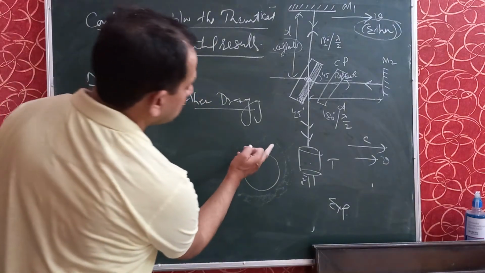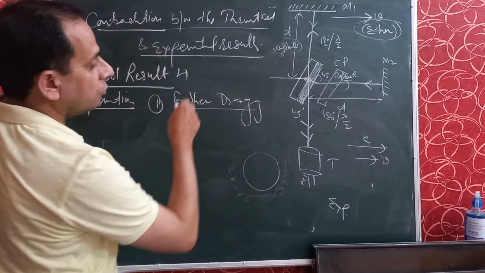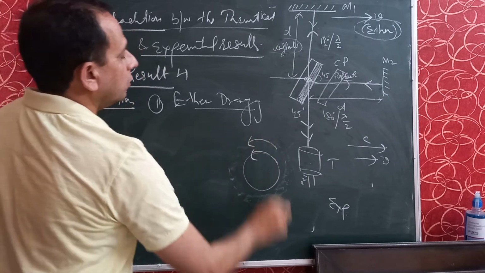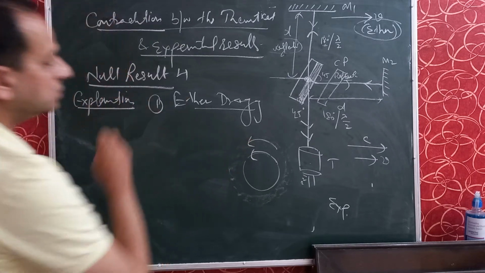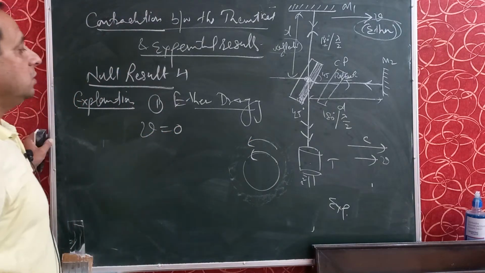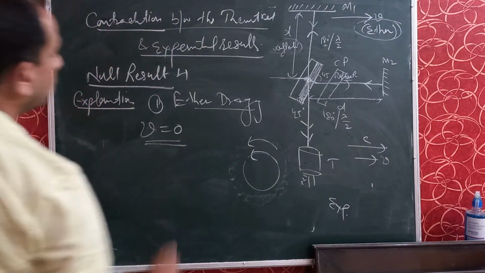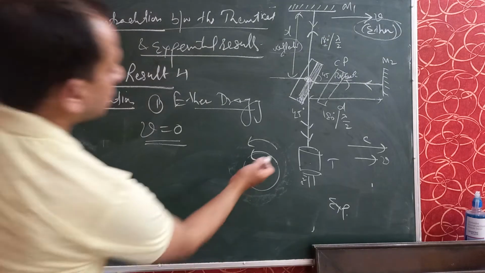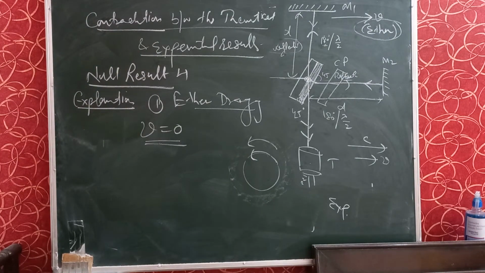But this ether is also dragging along with the motion of earth. As we know, earth is rotating, the ether is also rotating. So there is no difference between the velocities of ether as well as earth. So the relative velocity of ether with respect to earth is 0, put v is 0. What is v? It is the relative velocity of ether with respect to earth. So when ether is dragging along with the motion of earth, then v becomes 0.